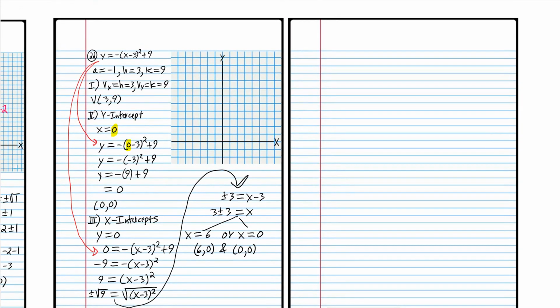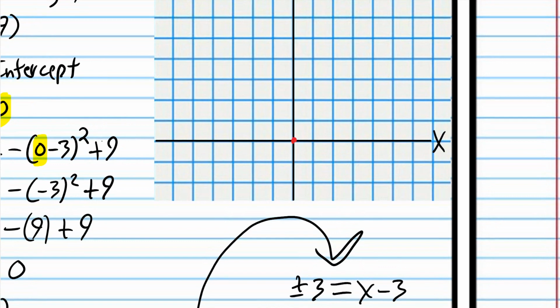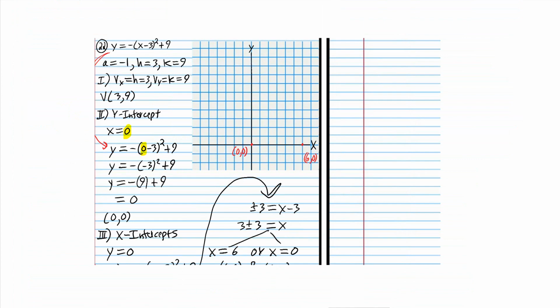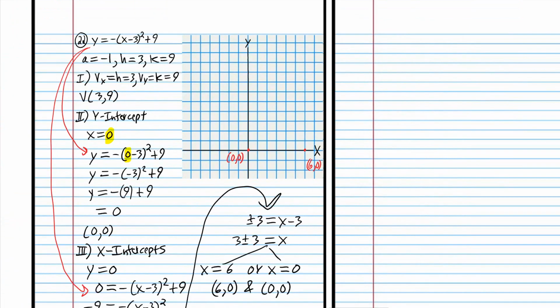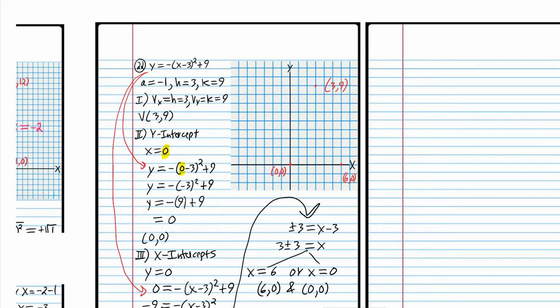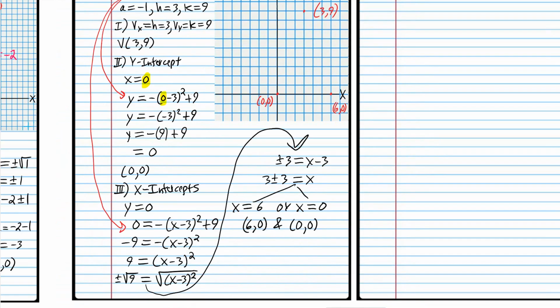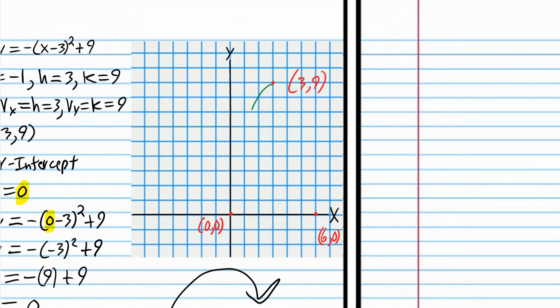All right, so let's plot those intercepts, (6, 0) and (0, 0). We have (0, 0) and (6, 0). And the vertex is (3, 9). 1, 2, 3, 4, 5, 6, 7, 8, 9. And (0, 0) is obviously the y-intercept also. So we can just connect the dots.